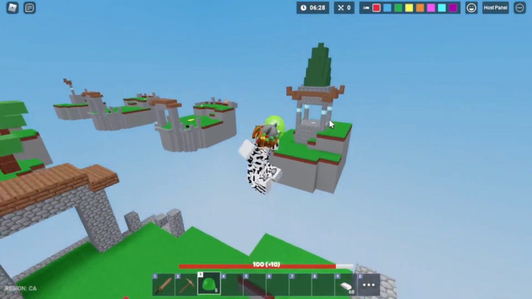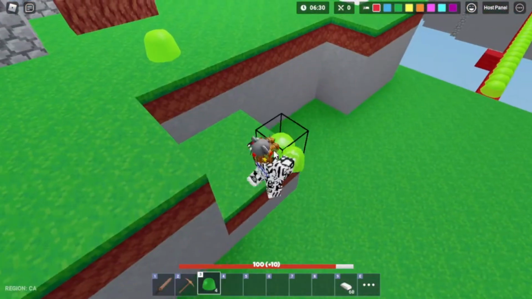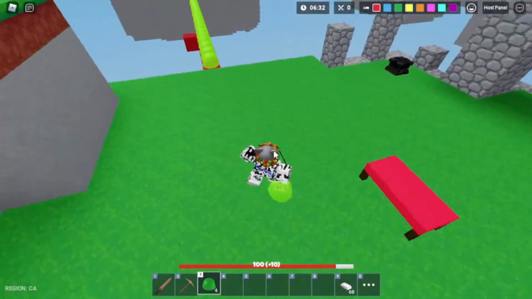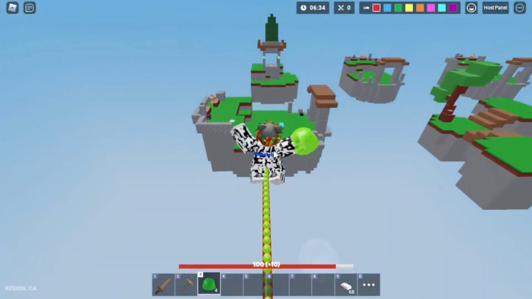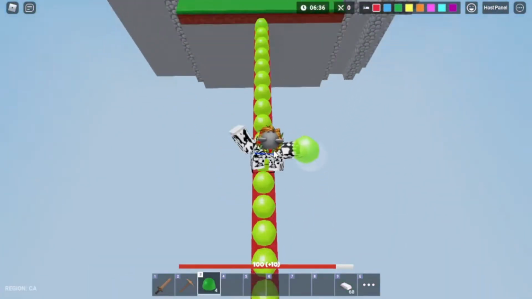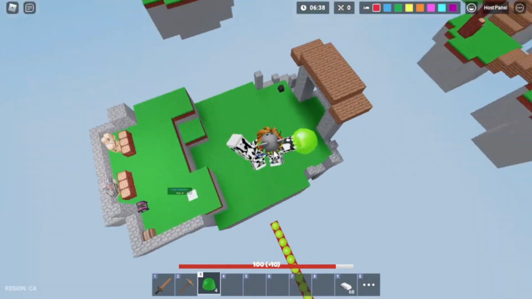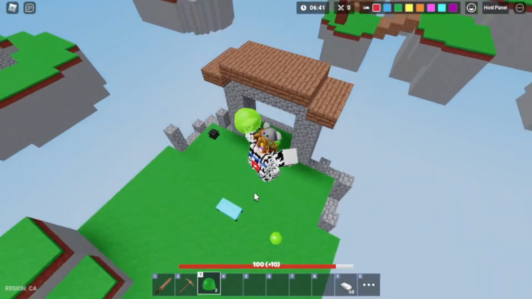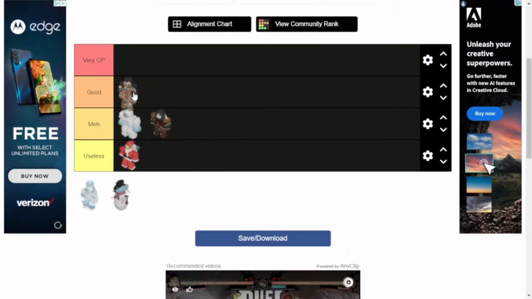Next up would be the gingerbread kit. So basically with this, each gummy drop costs 40 iron, and you could jump really, really high, and plus it gives you 10 bonus shield, so I wouldn't call this pretty useless at all. I mean, having extra health is pretty useful. So I'm gonna go ahead and put this at a good tier because having extra health is good.